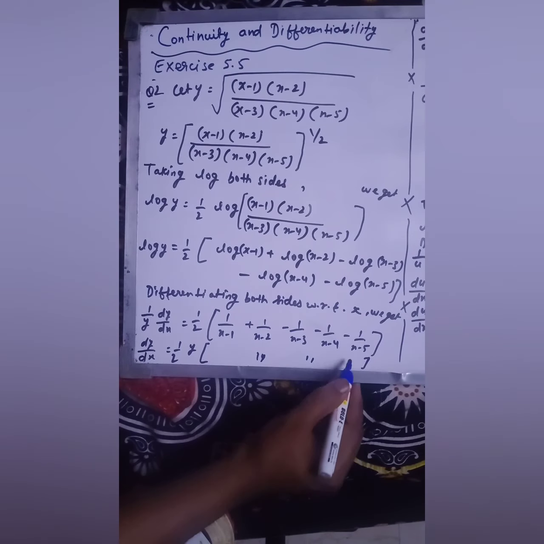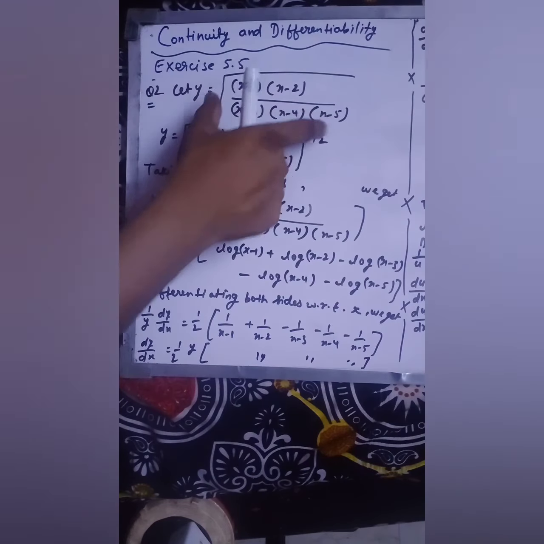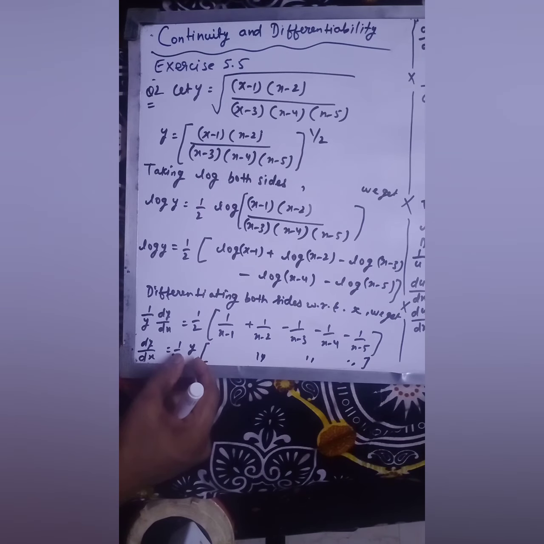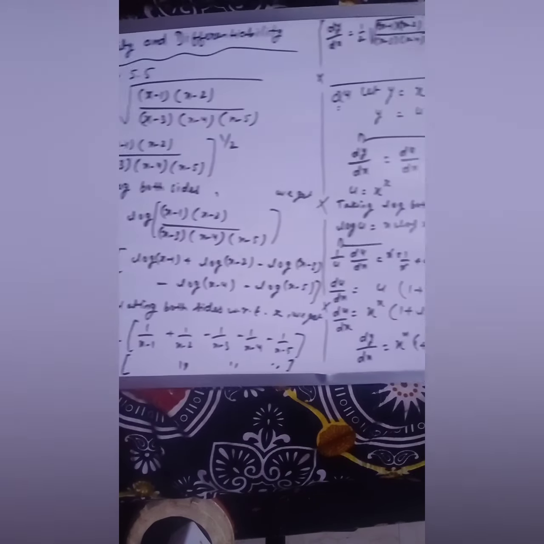Okay, this whole term you have to copy here. Now the question is over. Just put the value of y, that is this one. Just write this whole thing in place of y, and you will get the required answer. Let me adjust the next page.